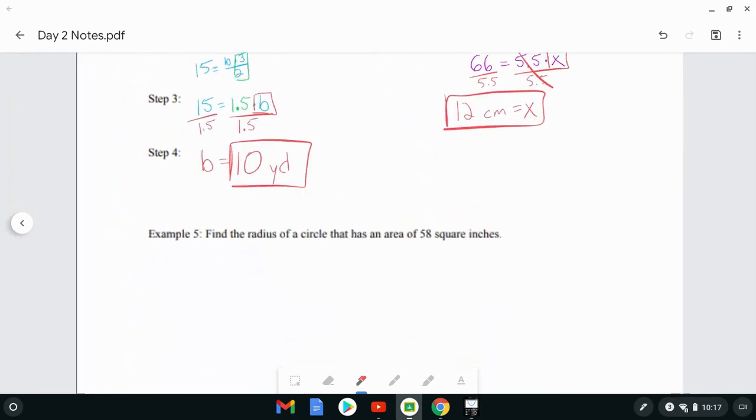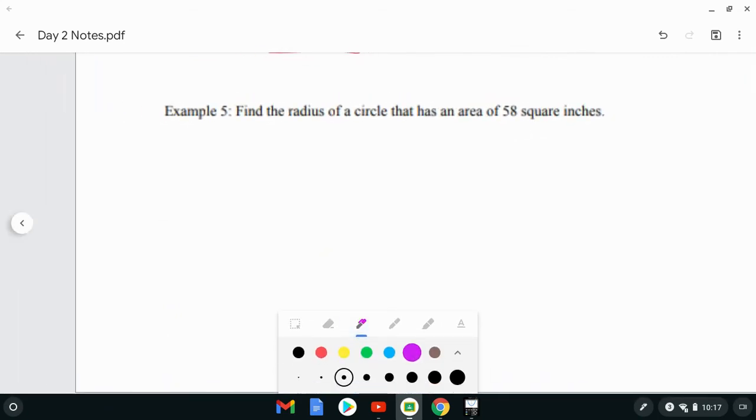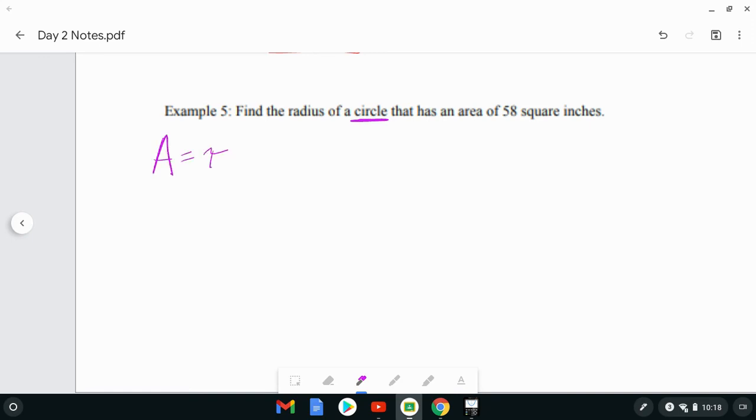The last problem I want to do here doesn't have a diagram because they didn't give us one this time, but it's talking about finding the radius of a circle that already has an area of 58 square inches. Okay, just because it doesn't have a diagram, that's fine. We know it's talking about a circle, so let's go ahead and bring back the circle formula. We didn't write it down here, but we know it based on yesterday's notes.